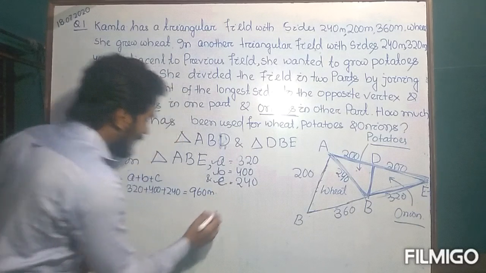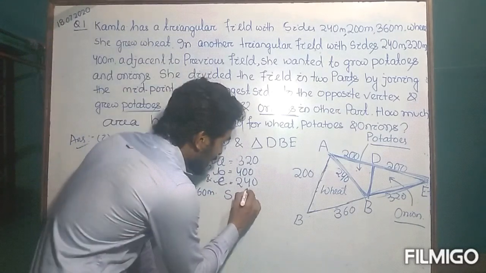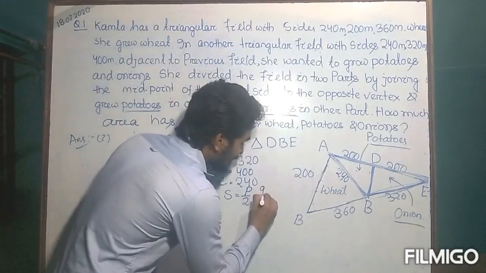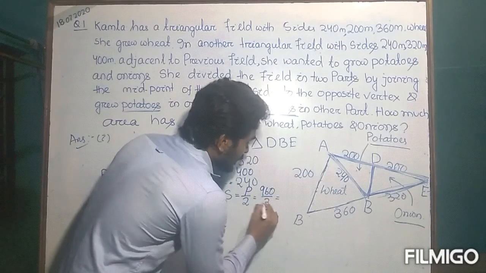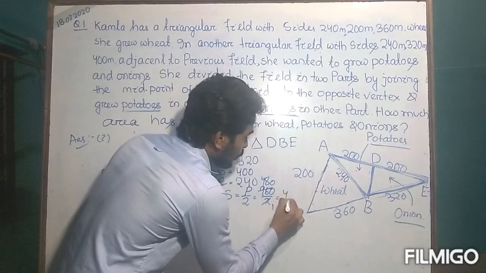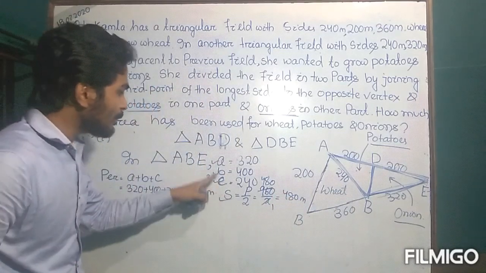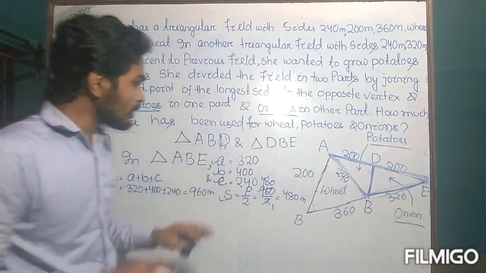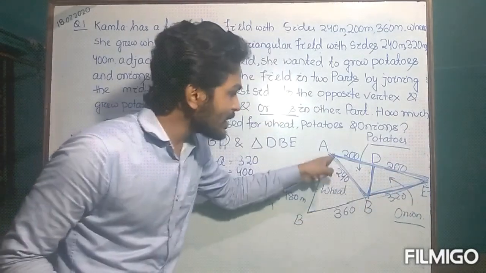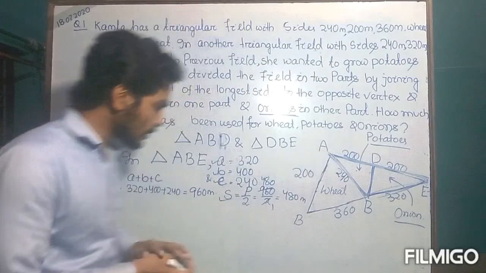Now you have to find the S. S means semi-perimeter. Semi-perimeter formula is perimeter by 2. So 960 by 2, that is after cancellation, 480 meter. Now S has been also found out. S, A, B, E, all the four terms are known to us. Now we can find the total area of this triangular field in which they will grow both potatoes and onions.